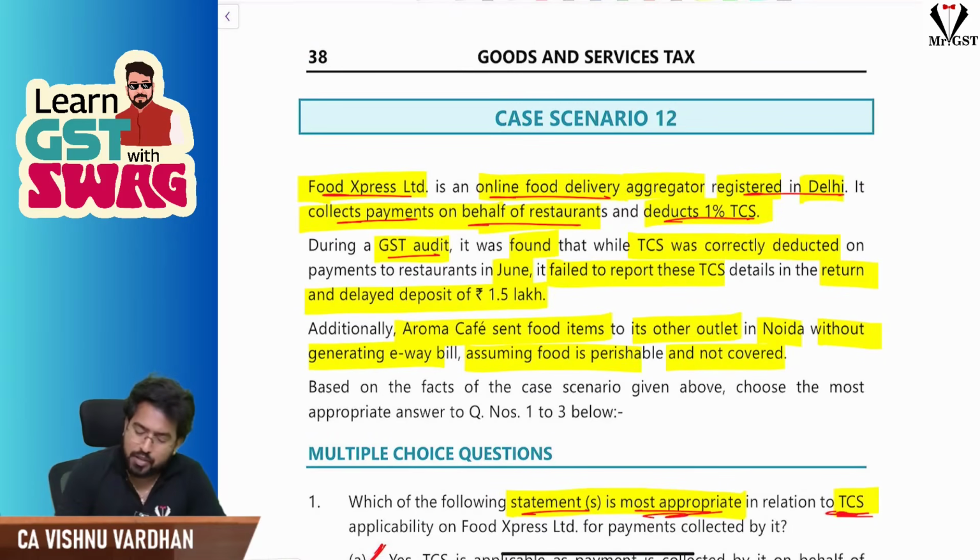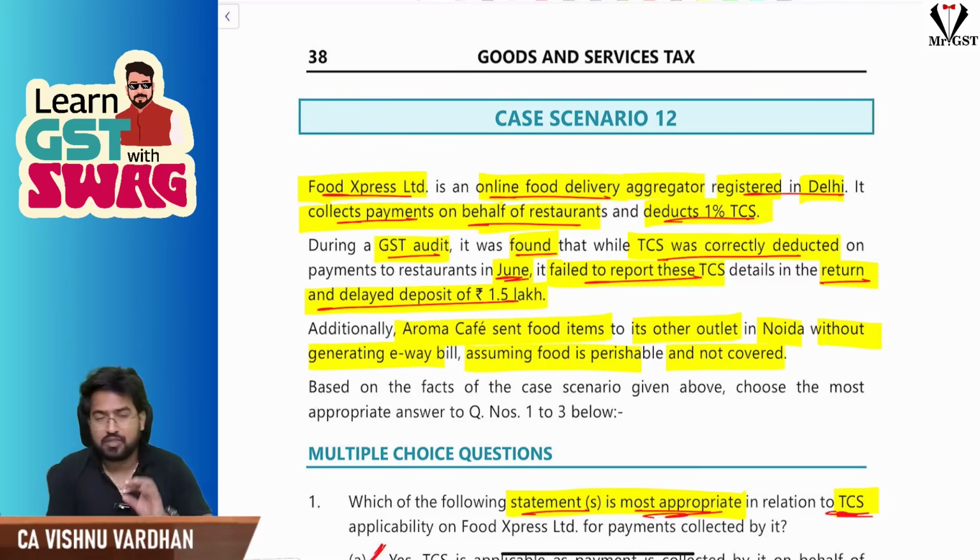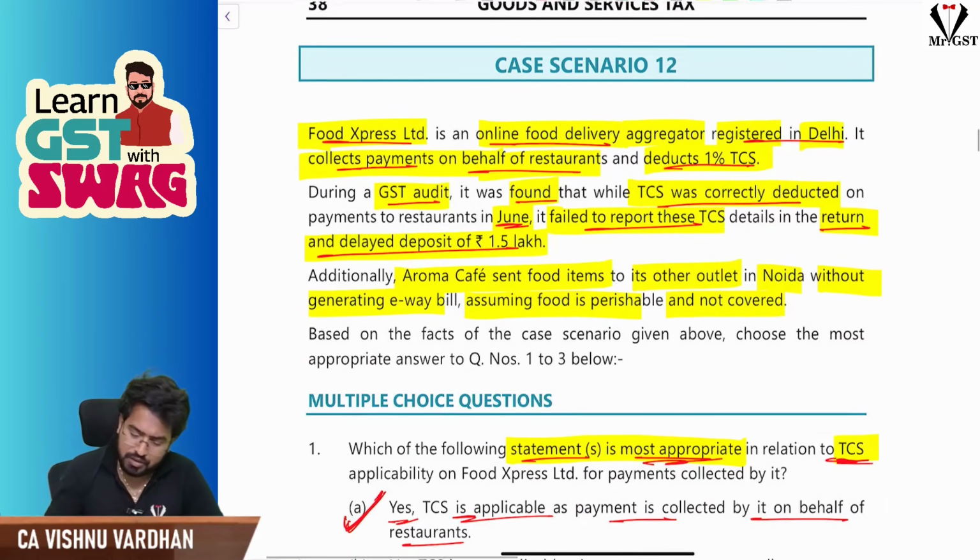Next, during some GST audit, they have found out that TCS was correctly deducted for payments made in June, but failed to report this TCS in the returns and delayed the deposit of 1.5 lakhs. As we have seen, if there is delay in payment of TCS, interest and penalty both will come into picture, that we have understood. Okay, next.